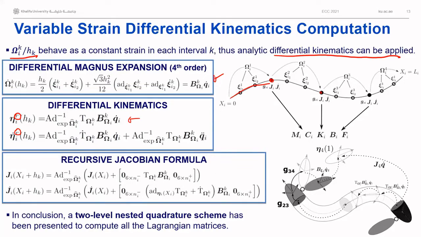So in conclusion, we have used a two-level nested quadrature scheme, one for the Zanna approach in each interval, and one for the full link to compute the Lagrangian matrices.